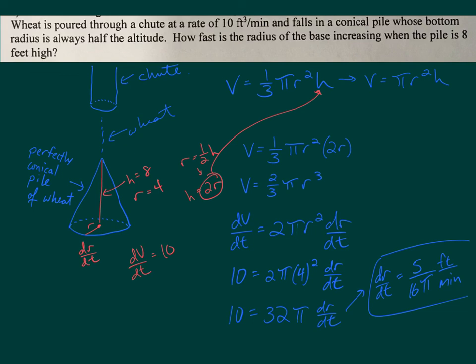And there we have it, dr/dt is 5 over 16 pi feet per minute. And again, that should make sense because the units up here are in feet, and a radius is just one-dimensional, so it's feet per minute. Here's the other rate here, minute.